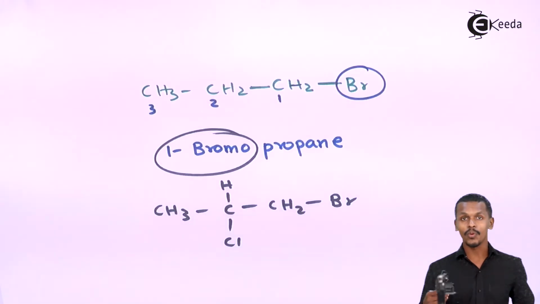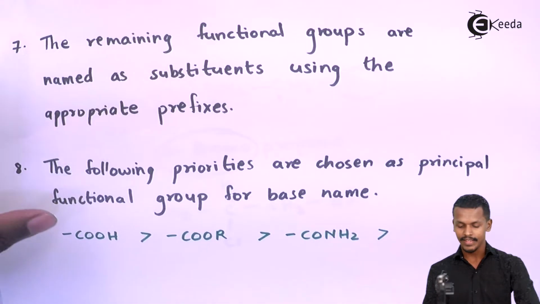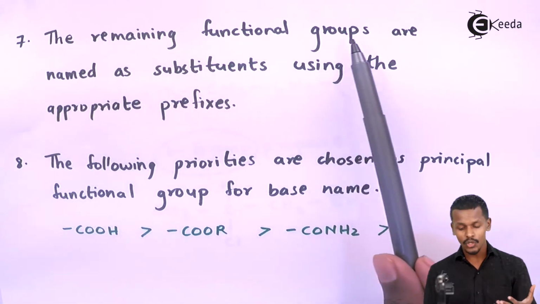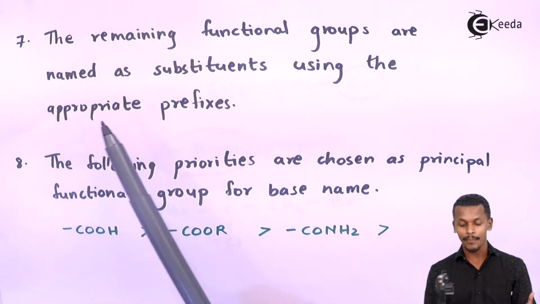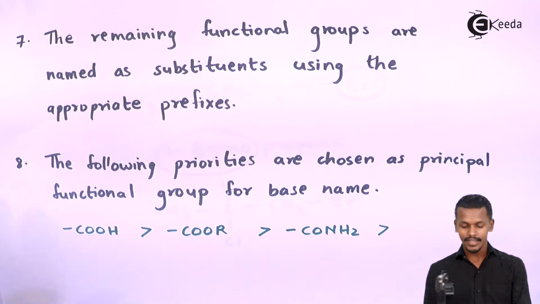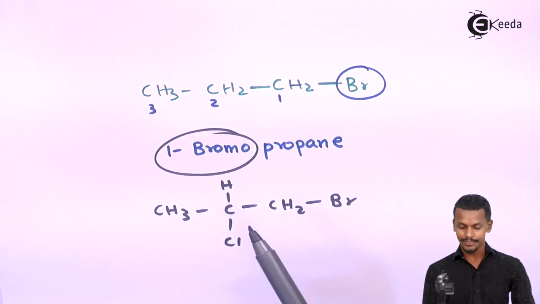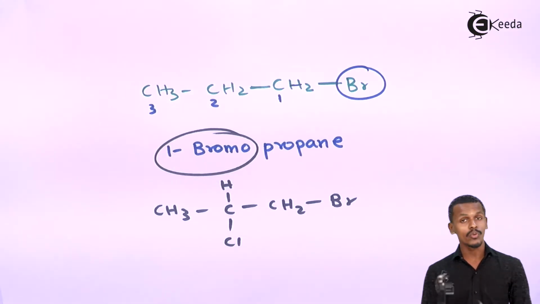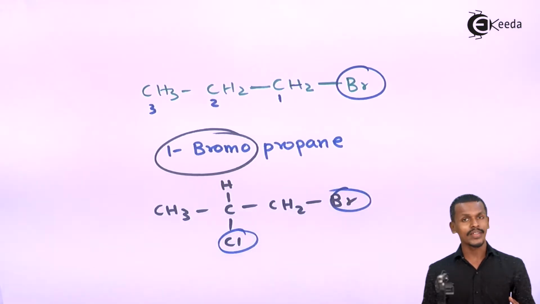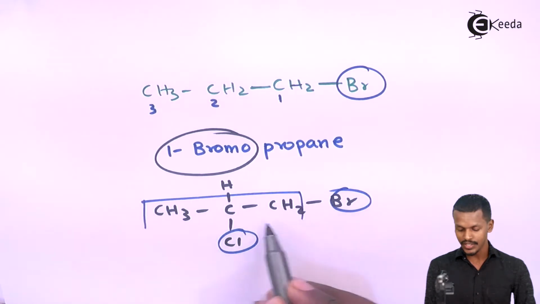And now let us move on to the next point, because in the next point let's see what we could get to know. The next is that the remaining functional groups are named as substituents using the appropriate prefix. So, for example, the same example I would consider over here. This is the example where there are two functional groups, the chloro group and the bromo group. So we have to select the longest chain first, and identify which are the functional groups. Bromo and chloro are the two functional groups that we are observing. We have to select the longest chain that includes the functional groups. So this is the longest chain that we have.